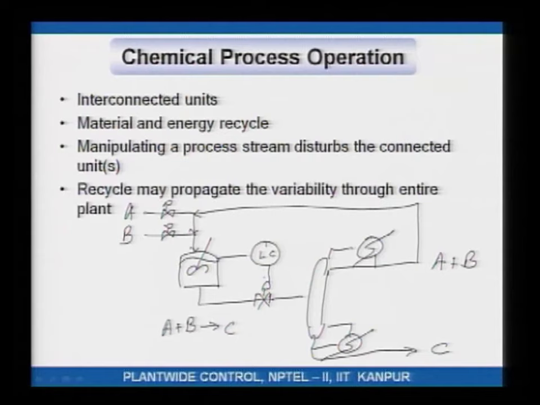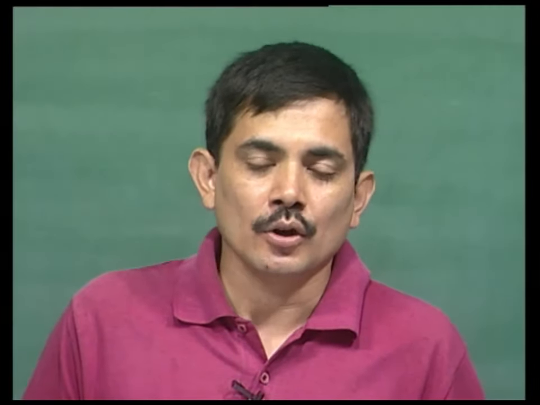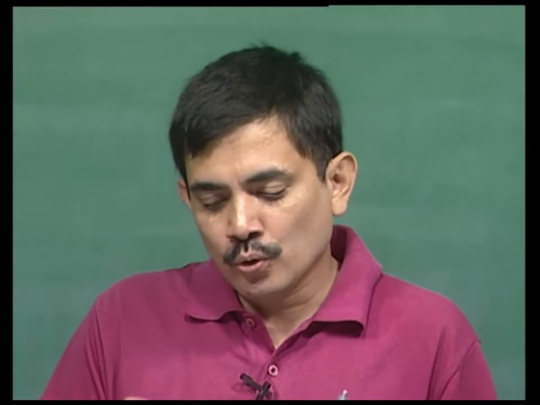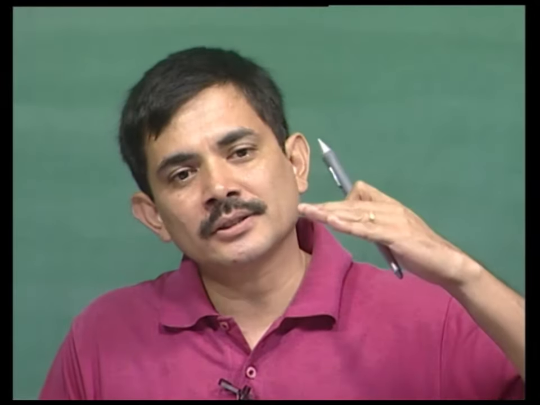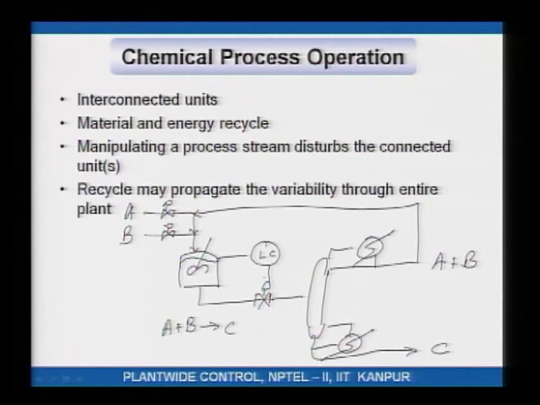Okay. Now, as I adjust, the variability in the level is now getting transformed to the flow to the distillation column. So, now in order to hold the level constant, I am disturbing the column. So, whatever I do in a control loop to hold something constant, the variability gets transformed elsewhere. And because of these interconnections, for example, holding the level constant in the reactor disturbs the distillation column.